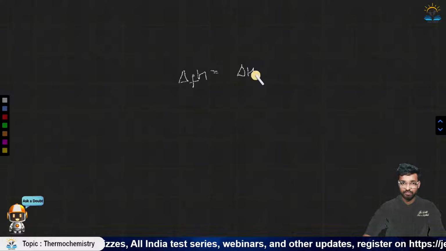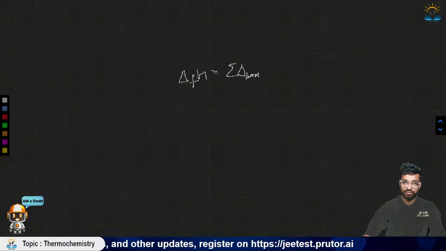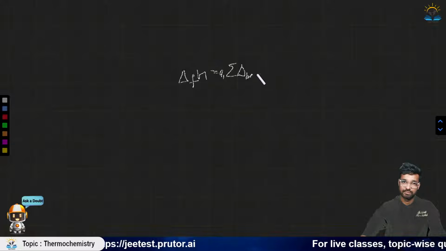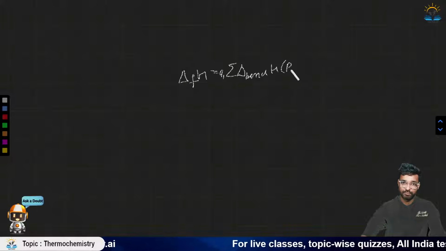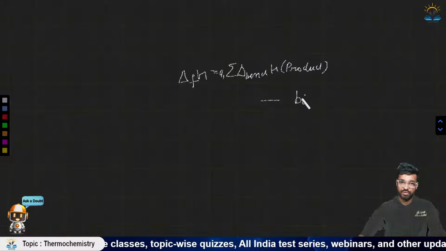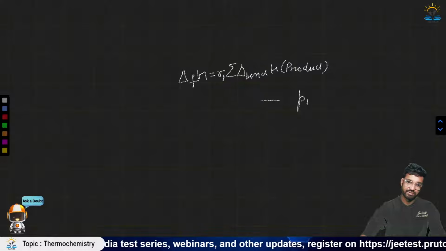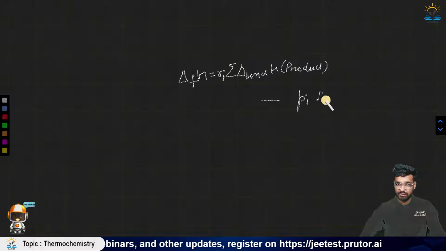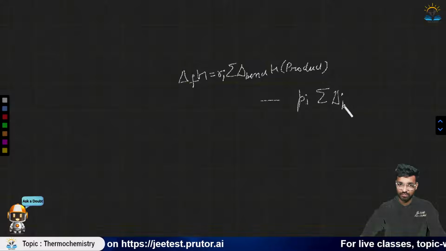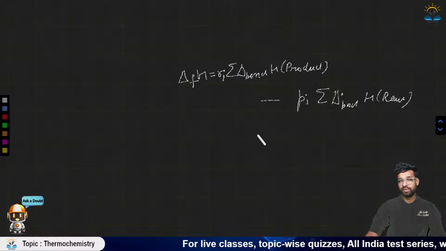So delta H bond, summation multiplied by their coefficient, you can say, for product, minus the same for reactant, with the coefficient, summation of bond enthalpy of reactant. So using this formula, you can simply find out these things.